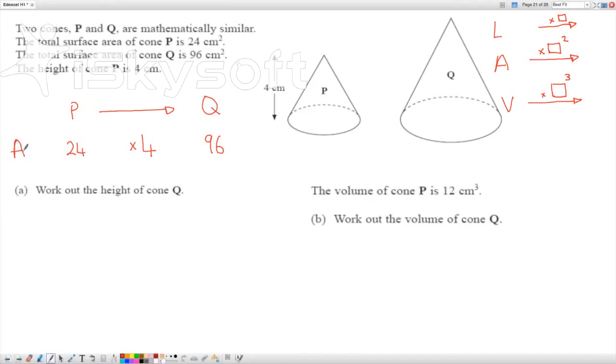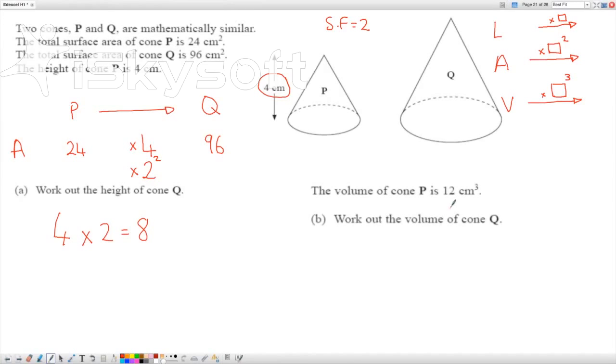This is area. So if it's times 4, remember this is squared, so square root 4. So we're actually multiplying by 2 squared. So our scale factor is equal to 2, which means for our height, when we are talking about just a length, we do 4 times 2, which is 8.